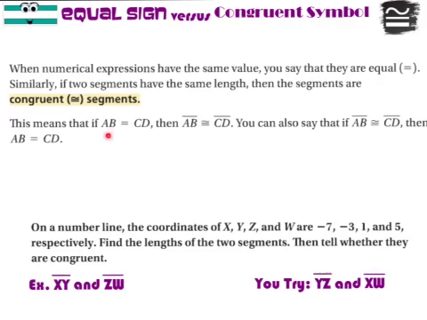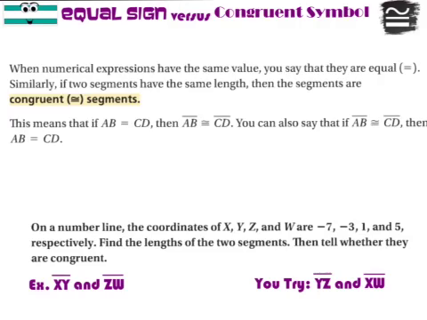So follow along right here. It says this means that if the length of AB is equal to the length of CD, then the segment AB is congruent to the segment CD. And you could go vice versa. You could say that if the segments are congruent, then the lengths are equal.